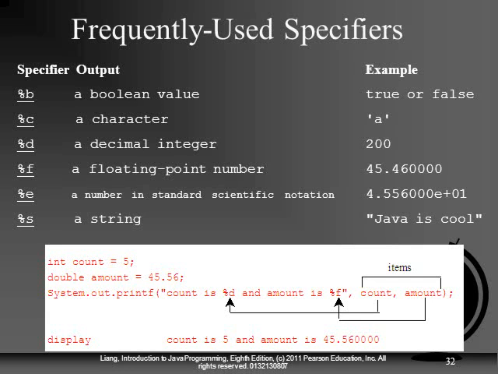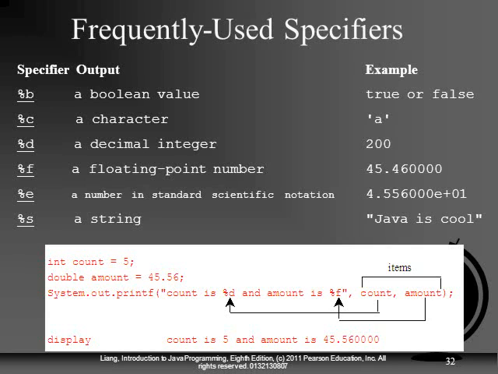So this slide shows the specifiers that are frequently used, the ones that we probably would use most commonly. Notice that they begin with a % sign, and then they have a character that identifies what type of value is going to match up with this specifier. So a %d is a decimal integer, and a %f is a float. And we can use %f for doubles as well.